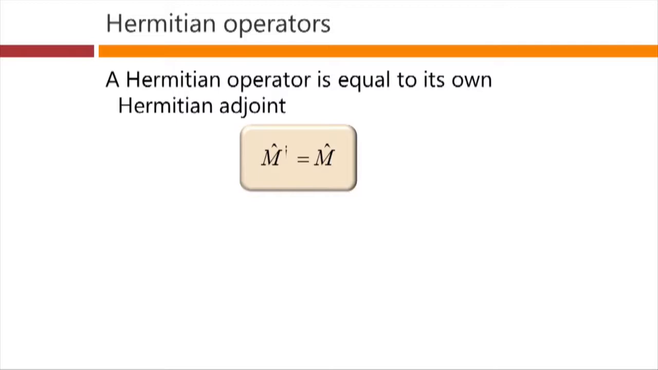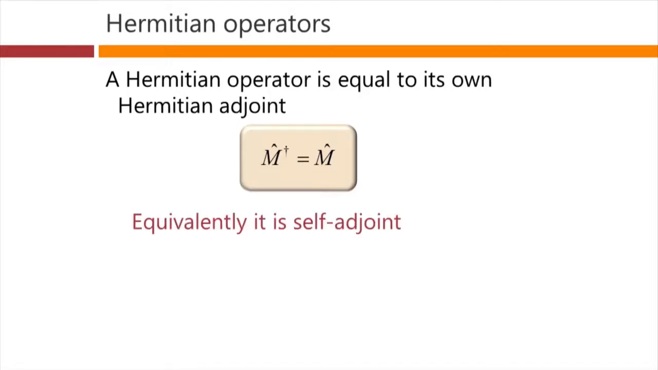A unitary operator could also be Hermitian, but a unitary operator was one whose Hermitian adjoint was equal to its inverse. A Hermitian operator is one whose Hermitian adjoint is the same as the operator itself. Equivalently, in terminology, we might say it is self-adjoint.